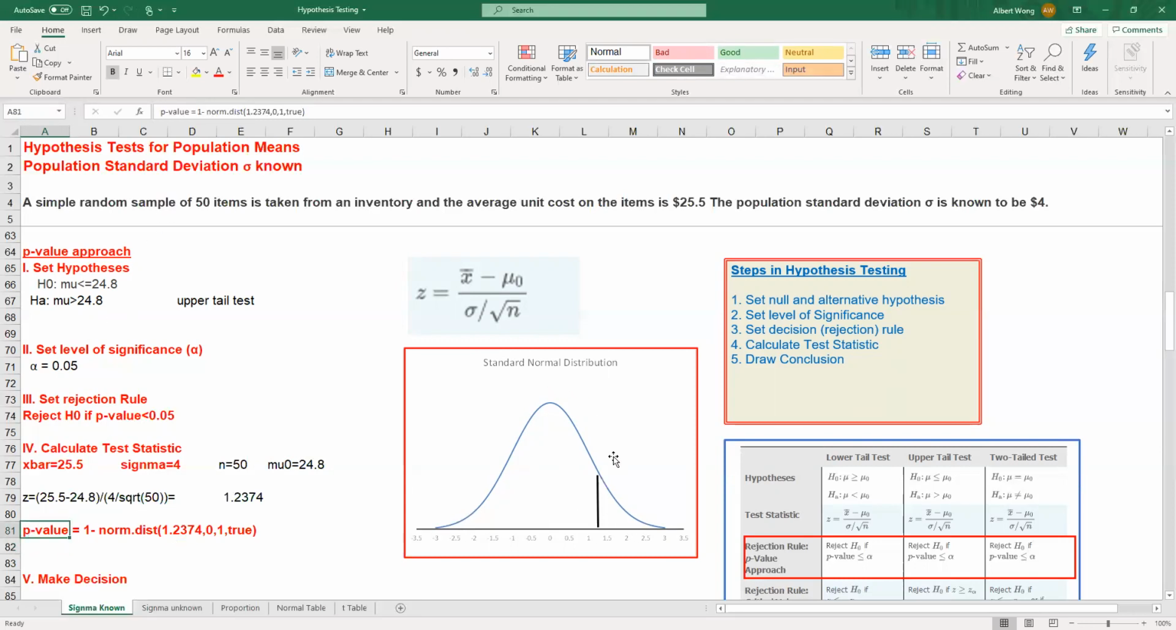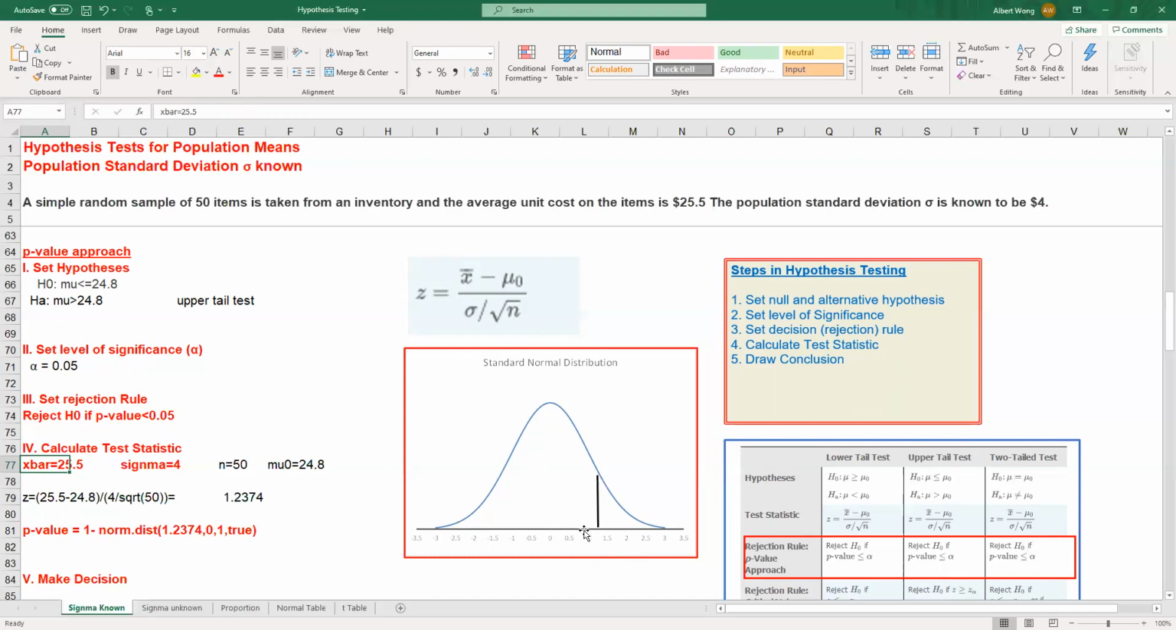And the way to do it is to make sure that you draw a picture and you will know, oh, this is the area, so therefore I have to do 1 minus, right? So basically what we say here, we know for a fact that the sample mean is 25.5. Of course, 25.5 is bigger than 24.8. So we know that 25.5 is more than 24.8. The question is whether it's significantly more so that we can actually draw that conclusion, right?